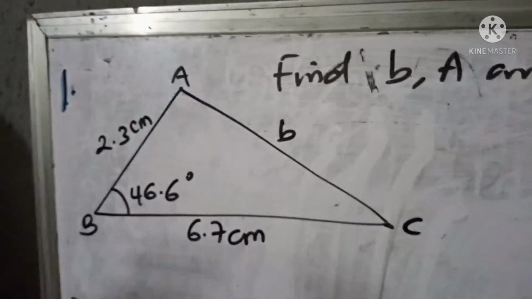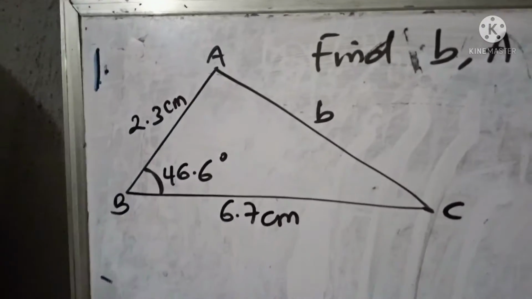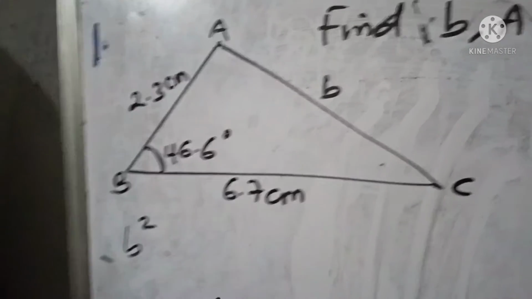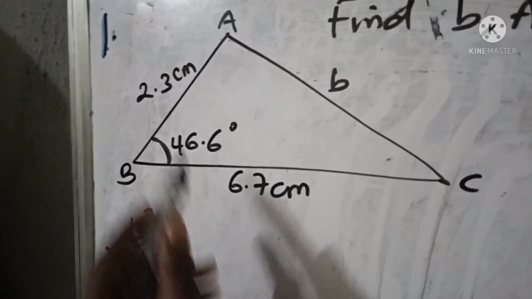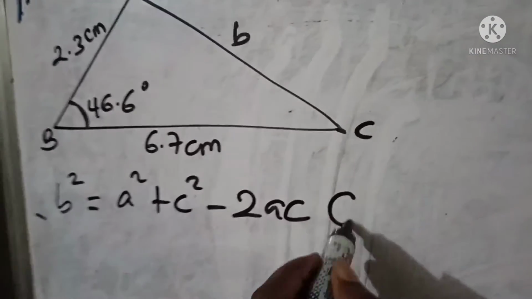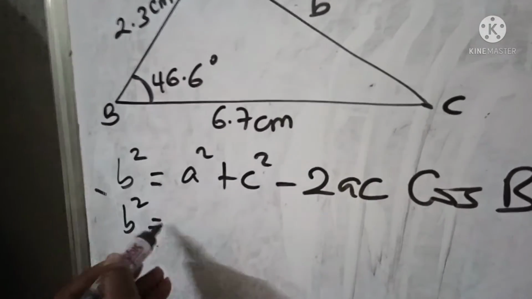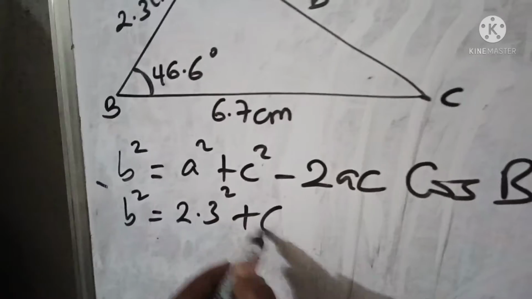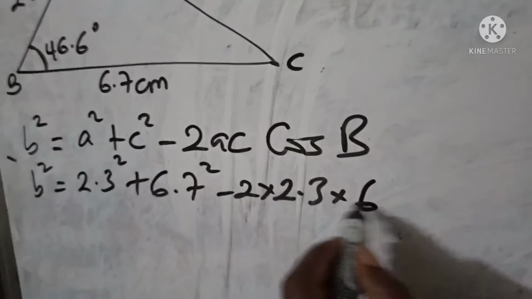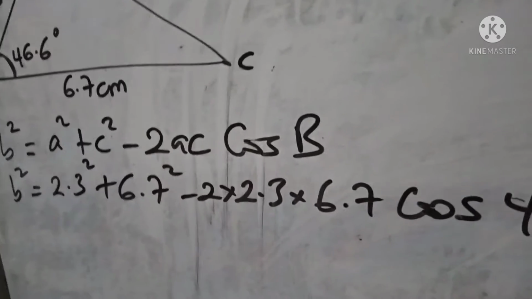When you are given a triangle and you are given two sides with the angle in between, that is called the included angle. Use cosine rule. In the cosine rule, we have B square, the side we are looking for, the side facing the angle, equal to A square plus C square minus 2AC cos the angle given, B. So we have B square equal to 2.3 square plus 6.7 square minus 2 times 2.3 times 6.7 cos the angle 46.6 degrees.